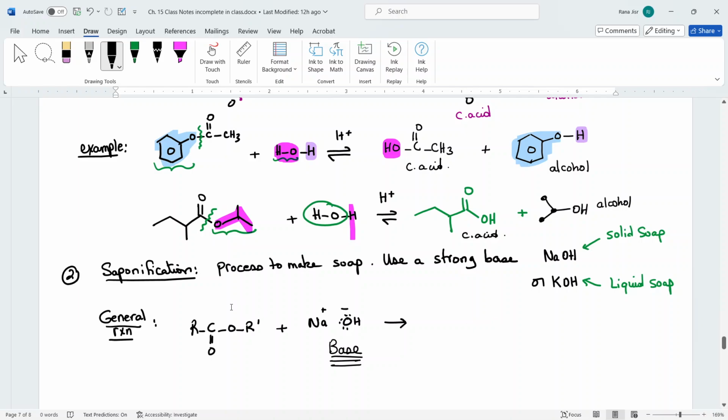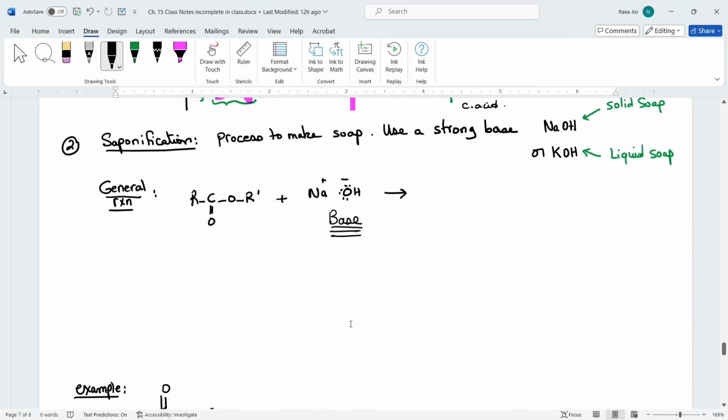Pay attention to that. This reaction is a process of how to make soap, and the texture of the soap and the properties change by changing the ion that you are working with. So if you're using sodium in the base, so if you use sodium hydroxide, then you get solid soap. And if you use potassium hydroxide, then your soap is going to be liquid. So you can change the properties of the salt by changing the base that you are using. But whether you're using sodium hydroxide or potassium hydroxide, both are bases, okay?